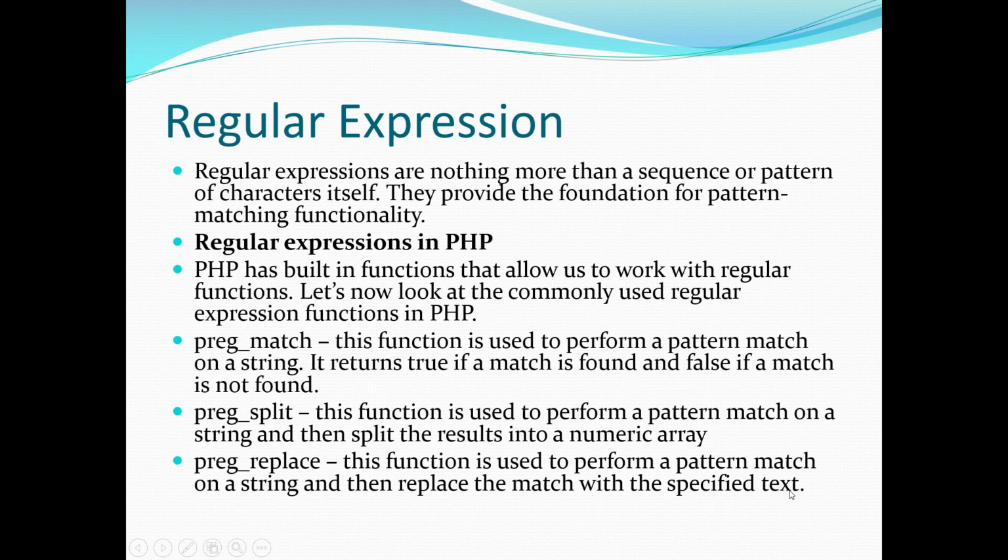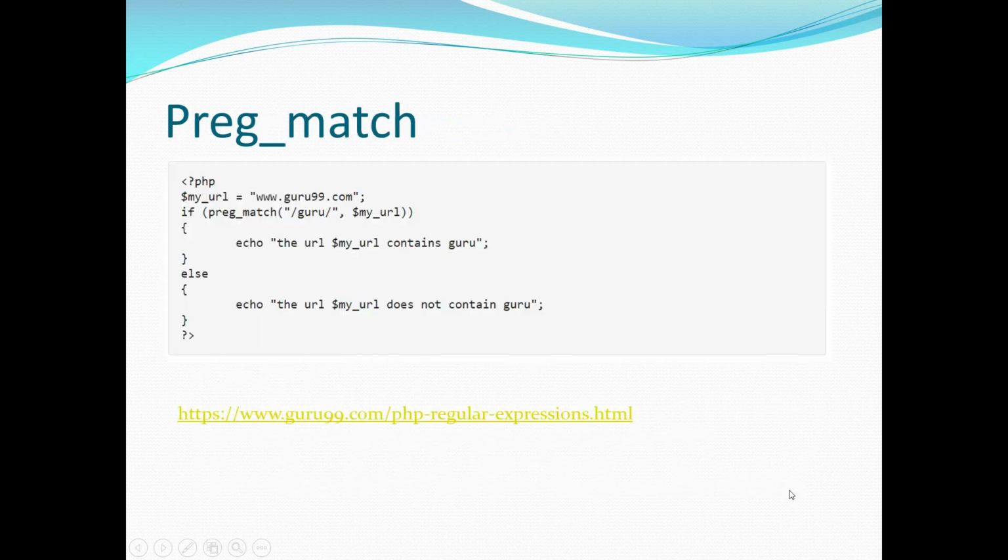Taking preg_match, this is the PHP code, and inside it this is my URL, and this is a string, www.guru99.com. We pass preg_match inside the function, and in this scenario it has two parameters. The first parameter is the pattern that we want to match, and the second parameter contains the whole string in which we want to perform the matching.